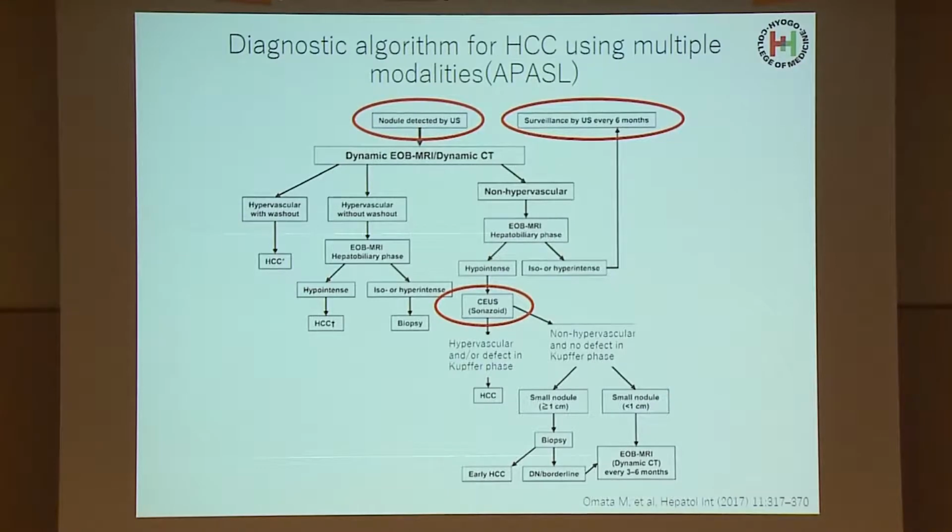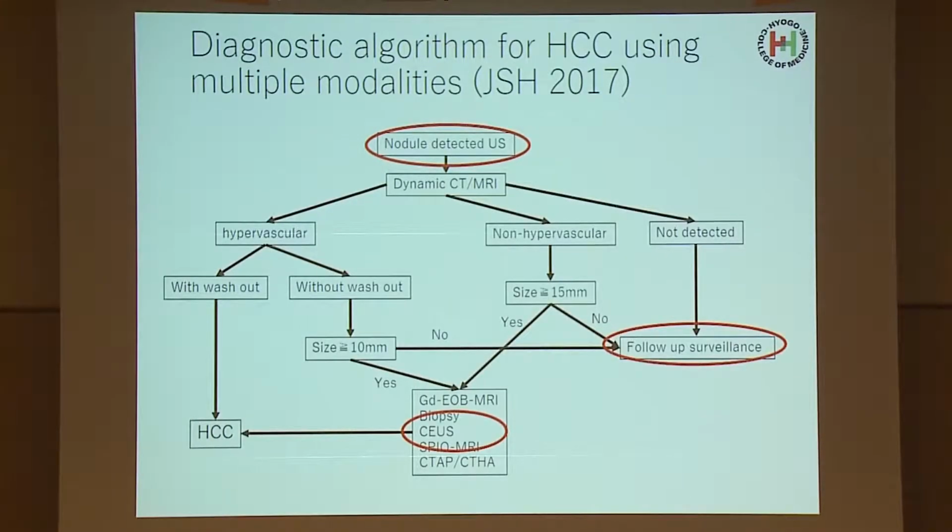This figure shows a flowchart for the diagnosis of HCCs. The role of ultrasonography is primarily the detection of nodules, followed by surveillance examination every 6 months and detailed examination using Sonazoid-enhanced CEUS for nodules with atypical imaging. This figure shows the flowchart for the diagnosis of HCCs in the Japan Society of Hepatology 2017 guideline. The role of ultrasonography is similar to the APASL guideline: primarily the detection of nodules, followed by surveillance examination and detailed examination using Sonazoid-enhanced CEUS for nodules with atypical imaging.